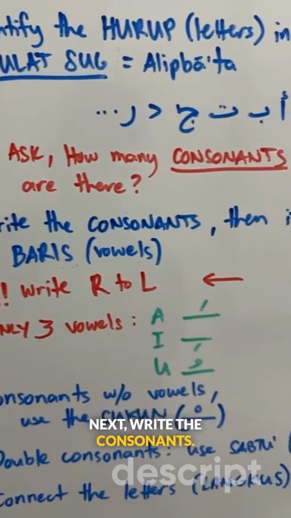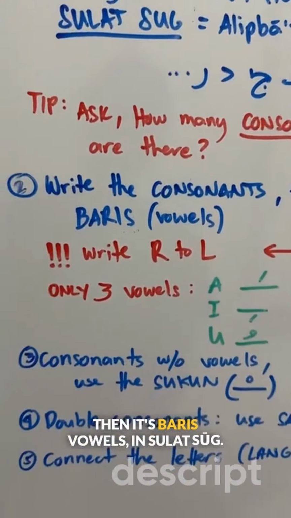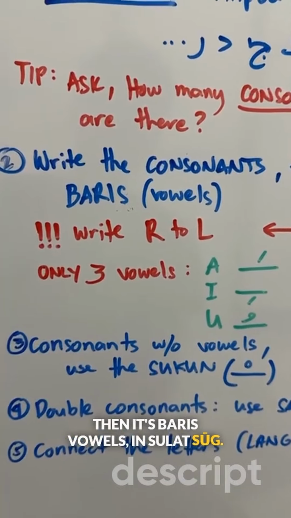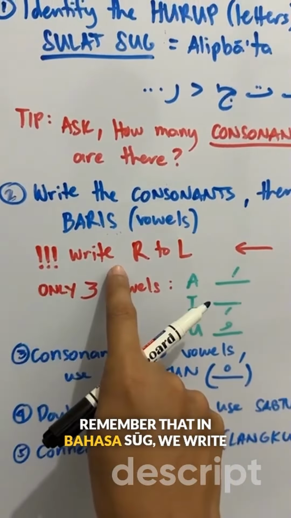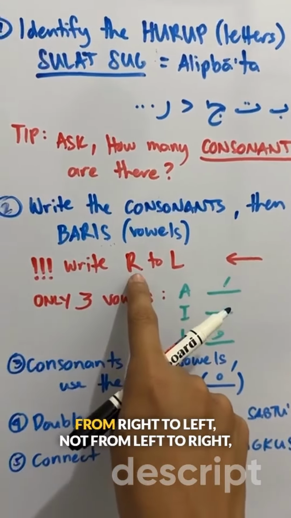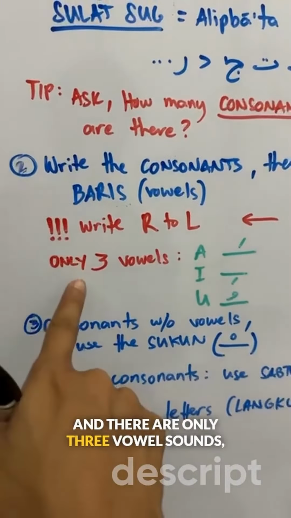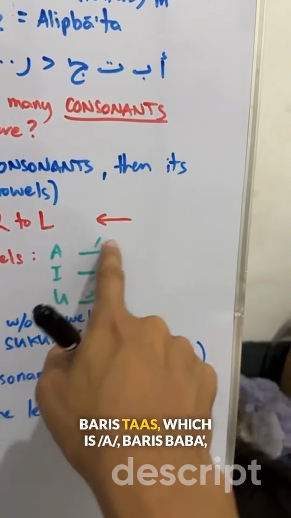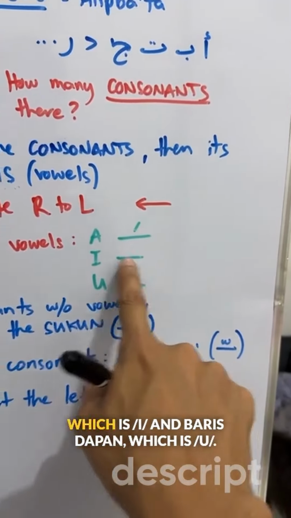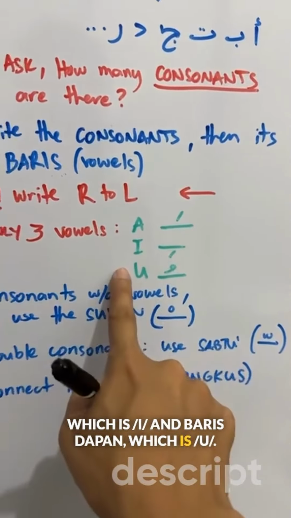Next, write the consonants, then its baris vowels in Sulat Sug. Remember that in Bahasa Sug, in Sulat Sug, we write from right to left, not from left to right, just like in Arabic. And there are only three vowel sounds: baris taas, which is a; baris baba, which is i; and baris depan, which is u.